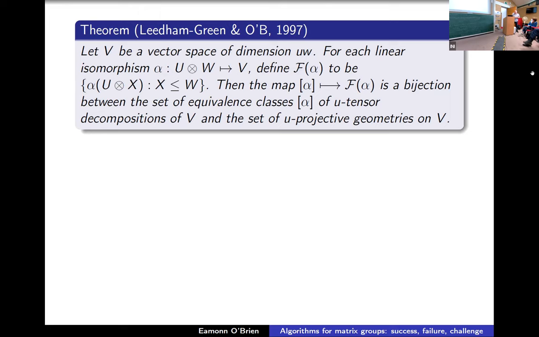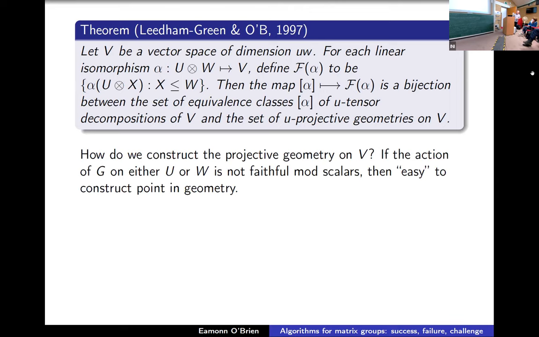Okay, so how do we construct the projective geometry? Well, if the action on one of the factors is not faithful, it's easy to construct a point in the geometry. Easy means we look at certain elements, we look at characteristic polynomials, we look at certain kinds of factors in them, and we can produce something called a projectivity, which gives us a point in the projective geometry. It's all nice linear algebra to a great extent, with very little group action.